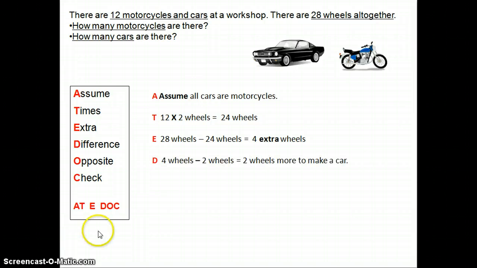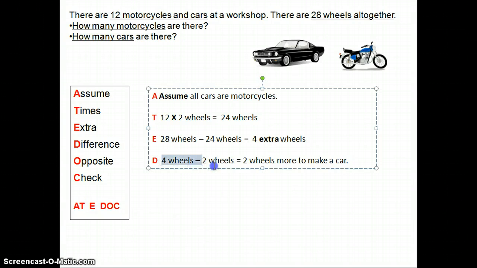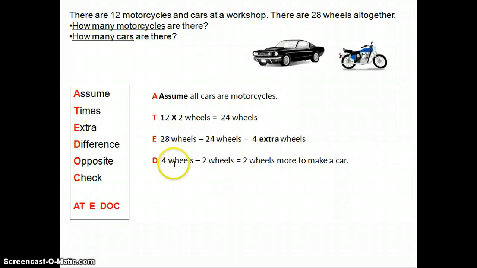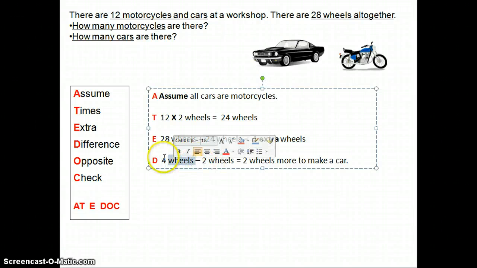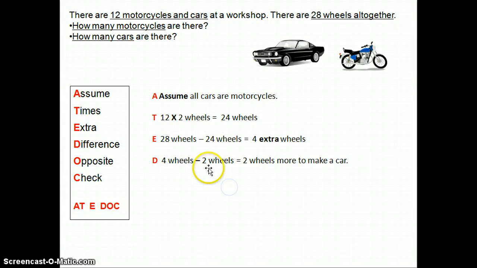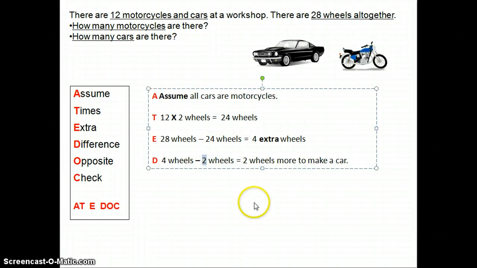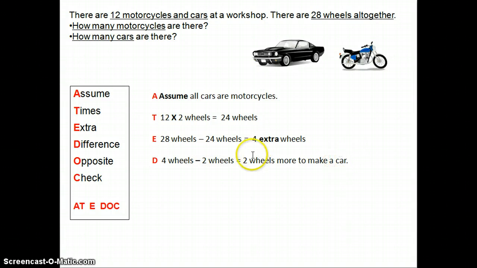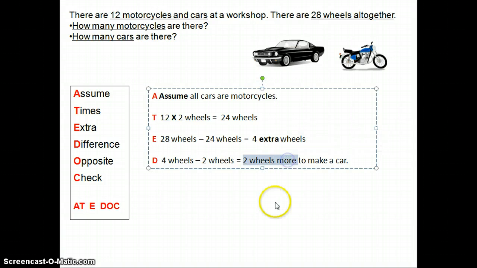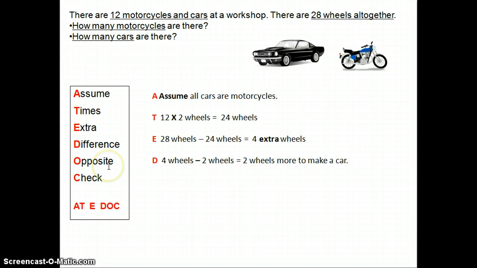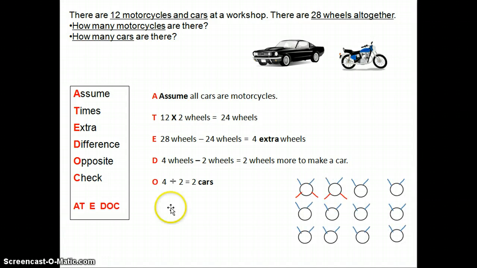We need to find differences. What differences do we need to find? Okay, I have put here 4 wheels minus 2 wheels. This represents the number of wheels that the car and the motorcycle have. The cars actually have 4 wheels, whereas the motorcycles have 2 wheels. So whenever we want to make a car, we need 2 more wheels. Why is this information important? I'm going to tell you why. This information is important to find out how many actual cars there are.